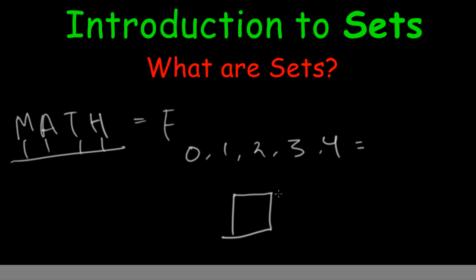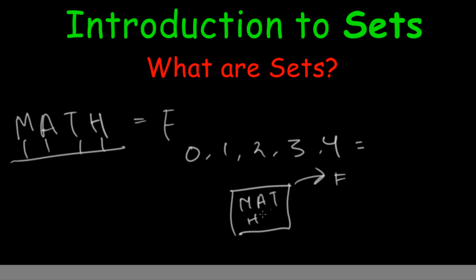So think of F as a box. Say this box is the box F. And if you open this box, inside this, you're going to see the letters M, A, T, and H. That is a set. A set is a group of distinct values. It should be well defined. Sets shall be a well defined collection of objects.